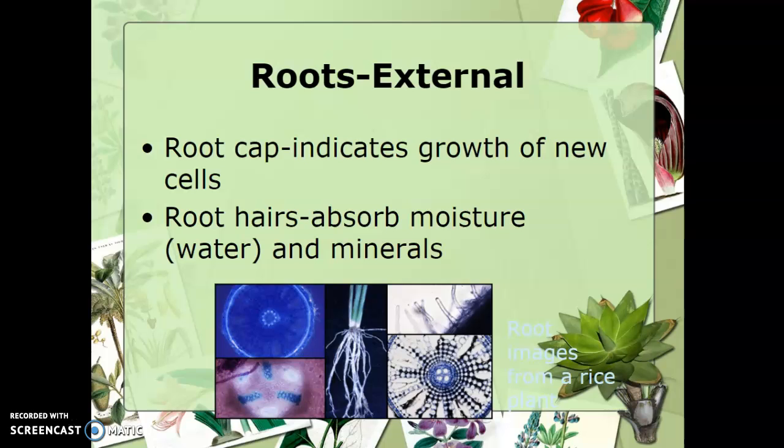So roots grow down, so the very tip of the root cap is where all your new growth happens. Root hairs are like teeny tiny little hairs all along the roots, and they are what absorb the water. And then, of course, the minerals through the water.